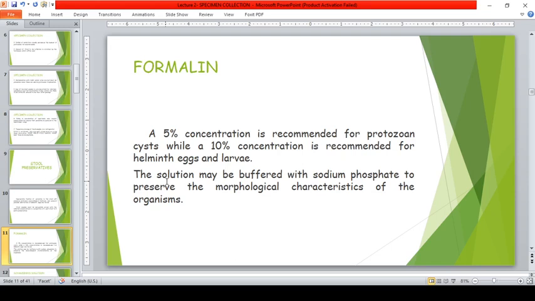It is an all-purpose fixative, si formalin. So it preserves stool, and can be concentrated also using the FECT technique kapag ginamitan mo siya ng fixative na formalin. A 5% concentration is recommended for protozoan cysts, while 10% concentration is recommended for helminth eggs and larvae. The solution may be buffered with sodium phosphate to preserve the morphological characteristics of the organism.